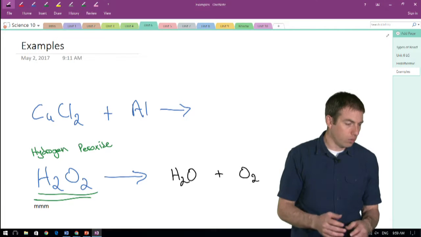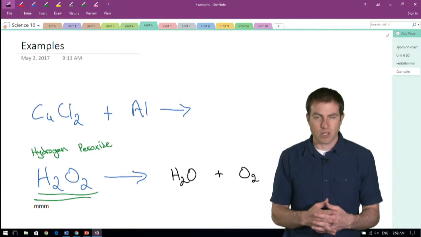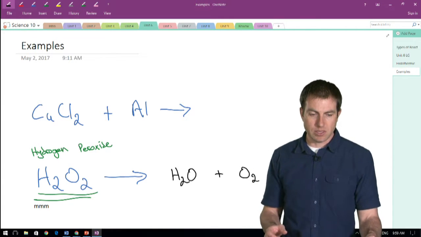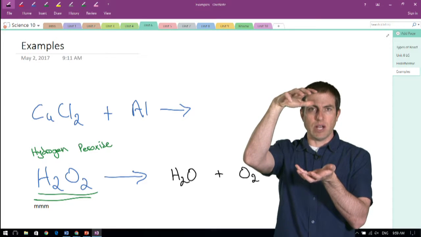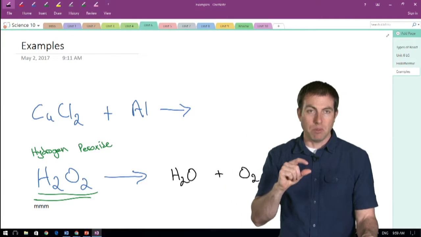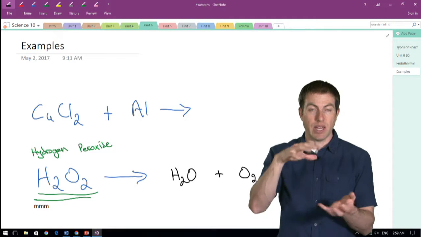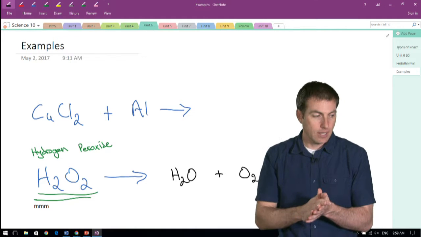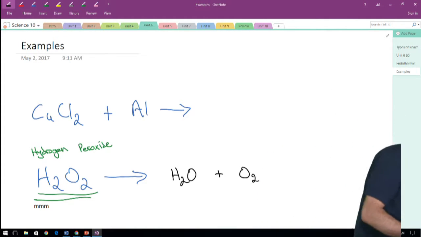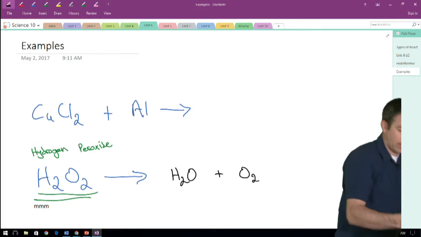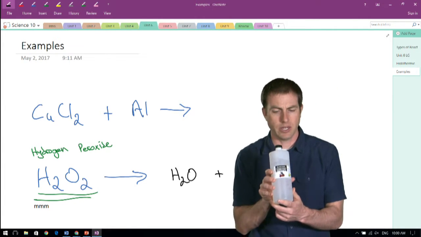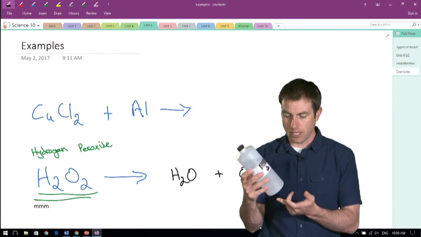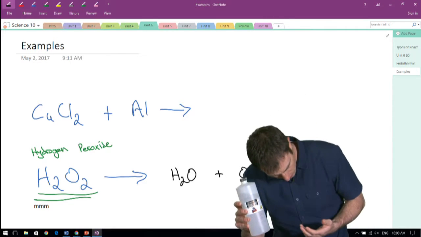Now the stuff you have at home is likely about 3% to 8% hydrogen peroxide. So that means if you have a big liter bottle of hydrogen peroxide, a couple hundred milliliters of that big bottle is actually hydrogen peroxide. The rest is just water. They dilute it so it's not really strong. Now I, as your local neighborhood science teacher, have some hydrogen peroxide here. And this stuff is 29%. Really, really nasty oxidizer. It can do really not nice things to you.